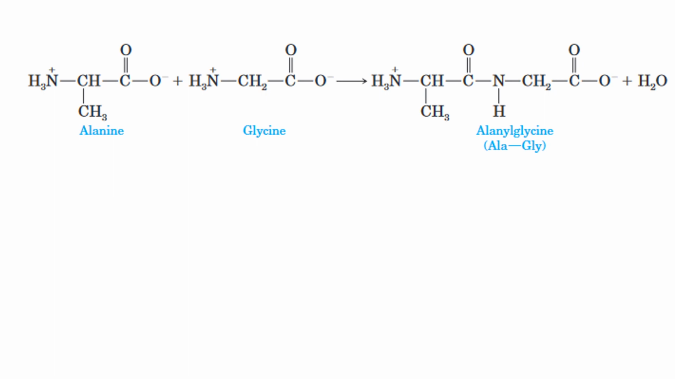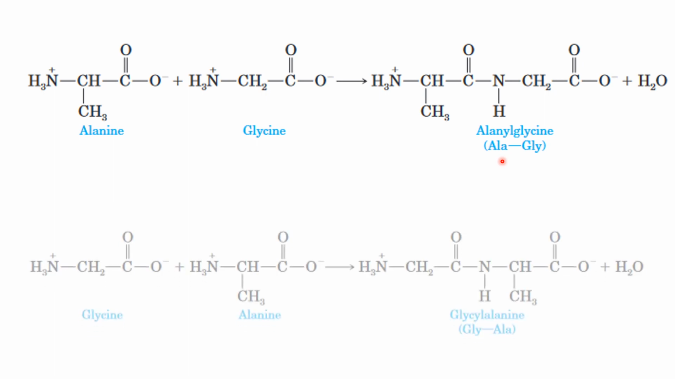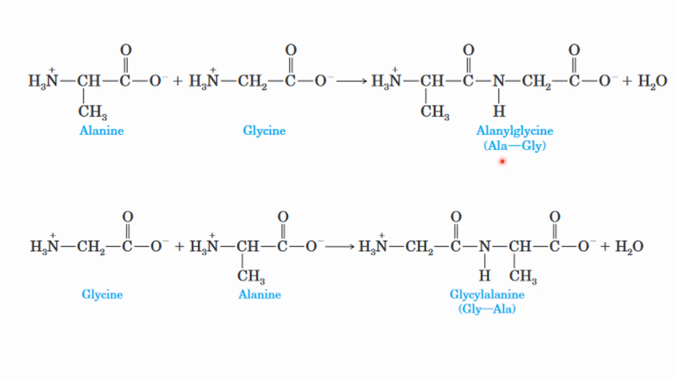Take note, it is the carboxyl group of alanine that combines with the amino group of glycine, and the resulting product is alanylglycine. The earlier dipeptide, glycylalanine, is a constitutional isomer. Of course, they are different compounds in all respects with different properties.